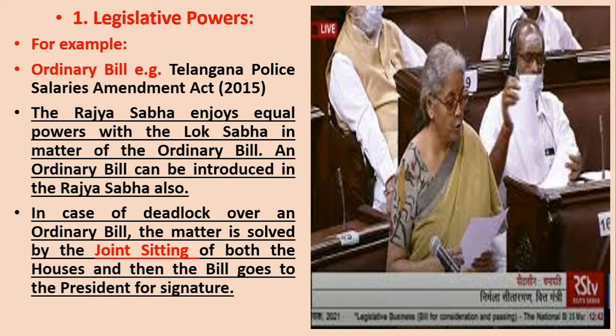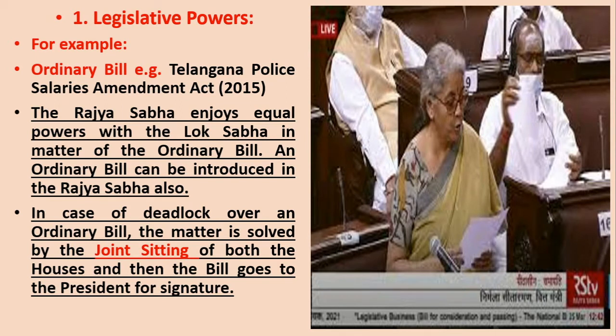Here, the Rajya Sabha enjoys equal powers with the Lok Sabha. In case of deadlock over an ordinary bill, the matter is solved by the joint sitting of both the houses, and then the bill goes to the president for signature. Yes, I think you remember the deadlock also. Deadlock is the situation when suppose one house passes the bill and the other house rejects the bill or suggests some changes and sends it back to the first house. But the first house refuses to accept those changes. Then what is it? It is a situation of deadlock.